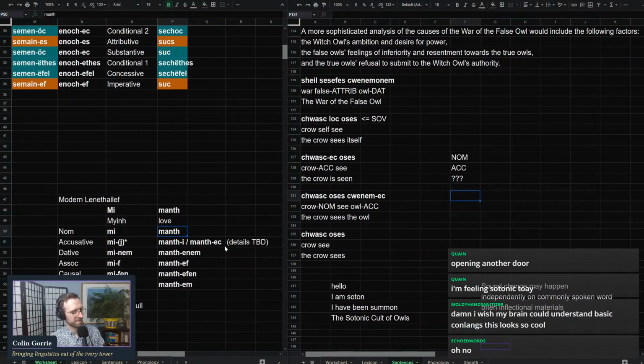Yeah. Of course, this E is also a nice accusative.